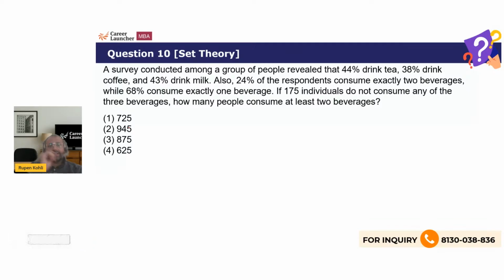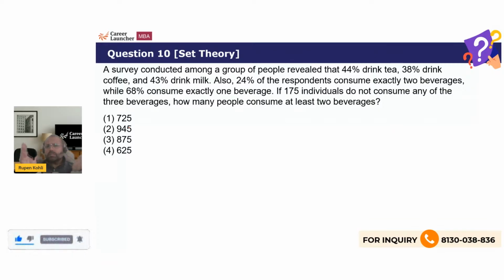A survey conducted among a group of people revealed that 44% drink tea, 38% drink coffee, 43% drink milk. Also, 24% of the respondents consume exactly 2 beverages and 68% consume exactly 1 beverage. Everything so far in terms of percentage, nothing in terms of number. Finally, he gives a number. If 175 individuals do not consume any of these beverages, how many people consume at least 2 beverages?